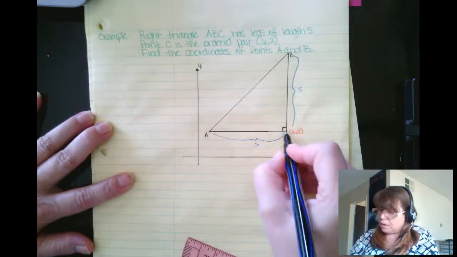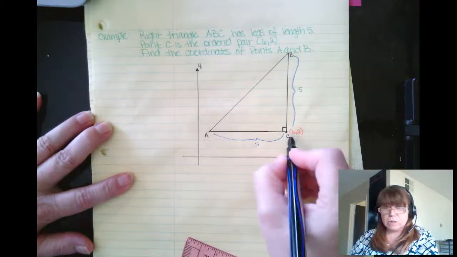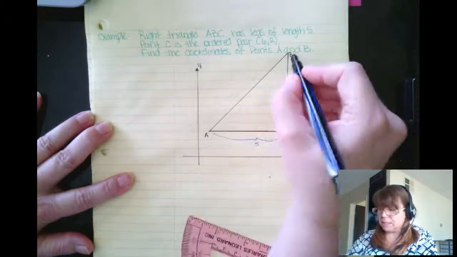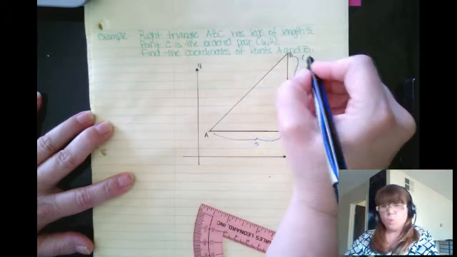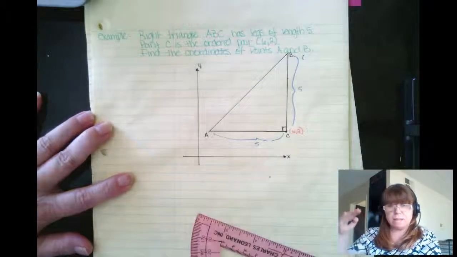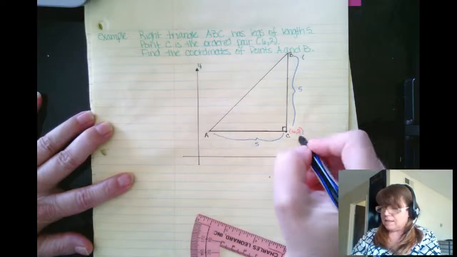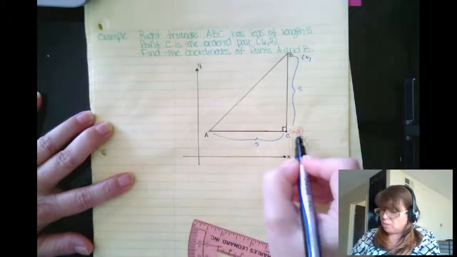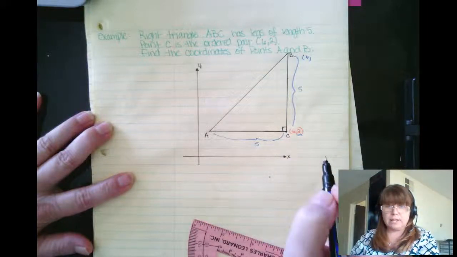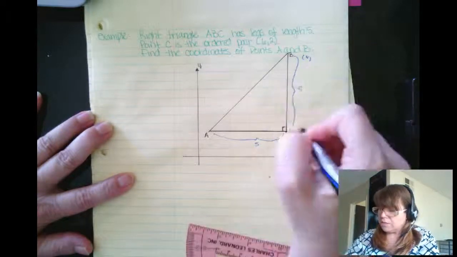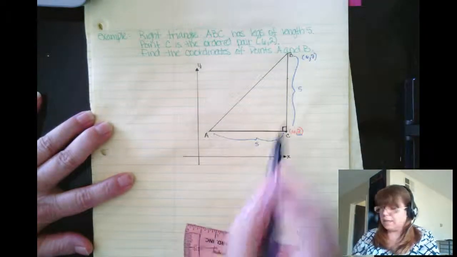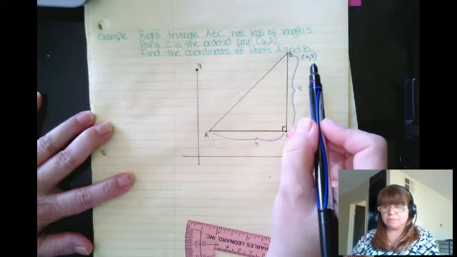So if my point C is 6, 2, and I move up 5 to get to B, I only change the y direction, because remember, y handles up and down. And it's in the positive direction, so it's going to be 5 more than where I am. And currently I'm at 2, so 5 plus 2 is 7. So point B is 6, 7.